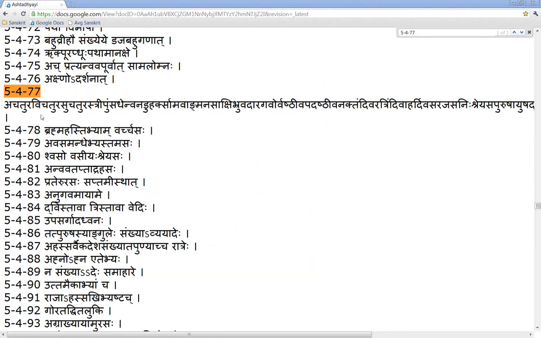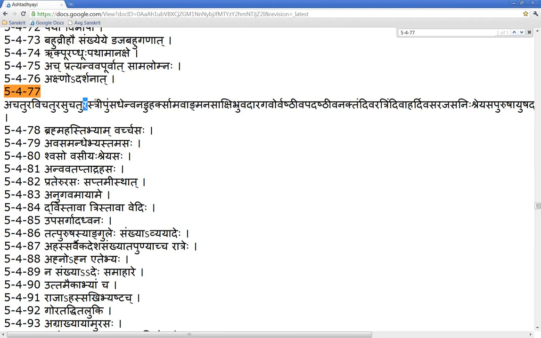Then it goes on in the commentary: adyastrayaha bahuvrihayaha. These first three compounds, achatura, vichatura, suchatura, are bahuvrihi compounds. And then after that, ataha pare ekadasha dvandvaha. There are 11 dvandva compounds. That's basically what we are going to be focusing on today.